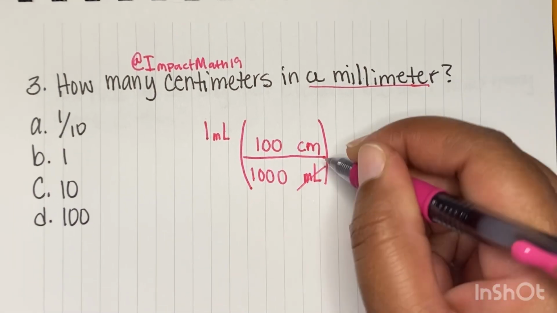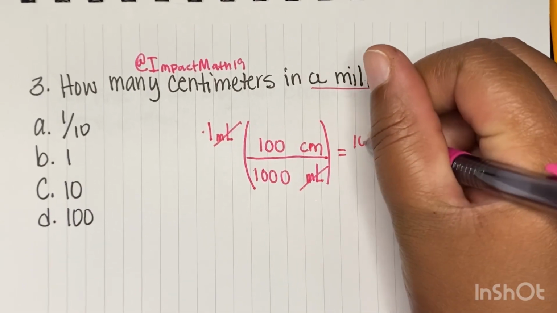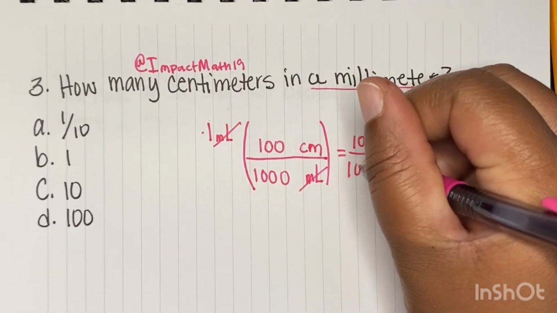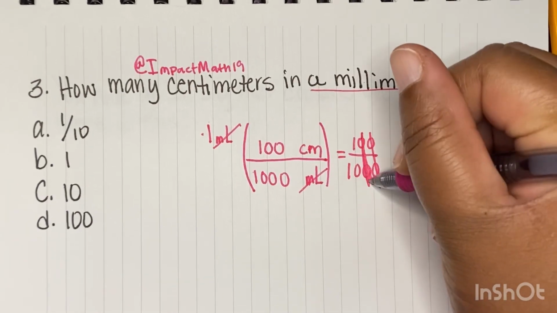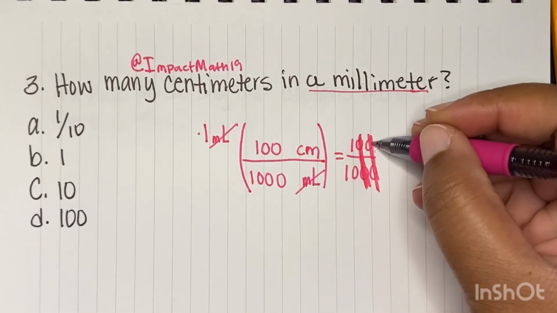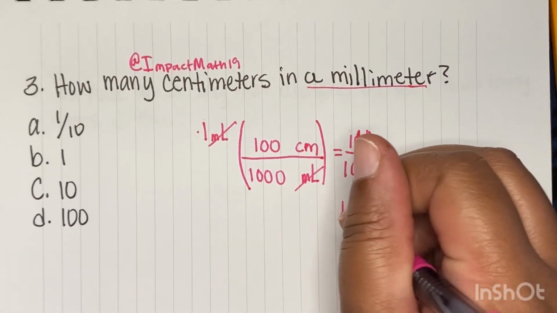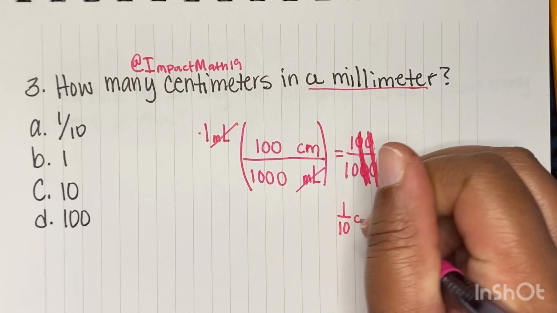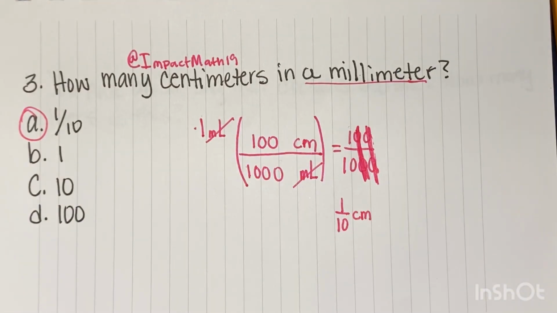So we can cancel out these units, and 1 times 100 gives us 100 over 1,000. Well, we can cancel out these zeros. Okay, so 0 over 0, 0 over 0 cancels, and you're left with 1 over 10 centimeters. So A is our answer.